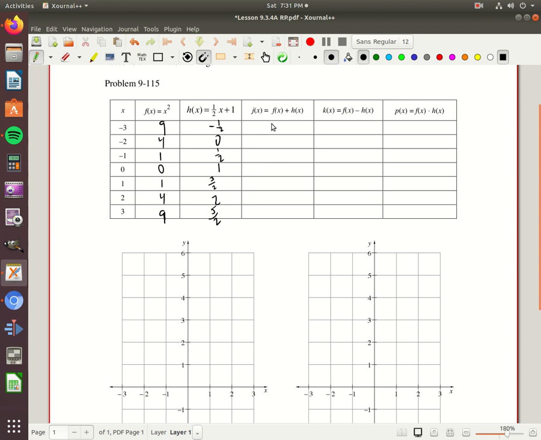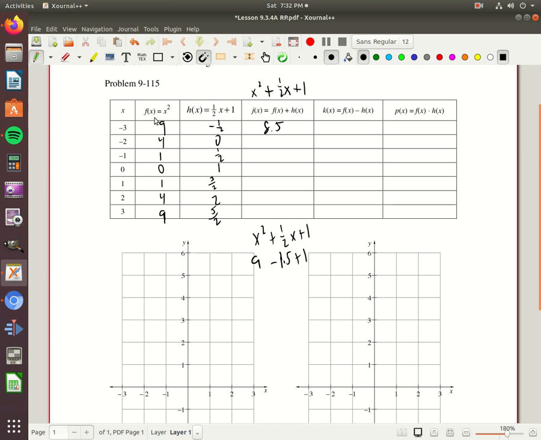Now what happens when we add these things together? When I add f of x plus h of x, I'm going to get x squared plus 1/2 x plus 1. So you'll notice when I plug negative 3 in here, I get 9, right? I don't know where a good place to write all this is. I guess I'll do it down here. X squared plus 1/2 x plus 1. So when I plug negative 3 in, I get 9 minus 1½ plus 1. Well, that's going to give me 8½.